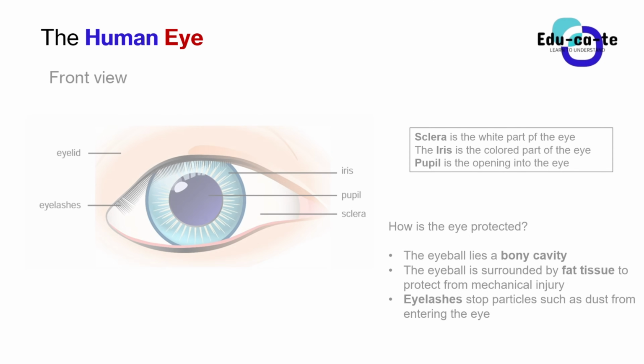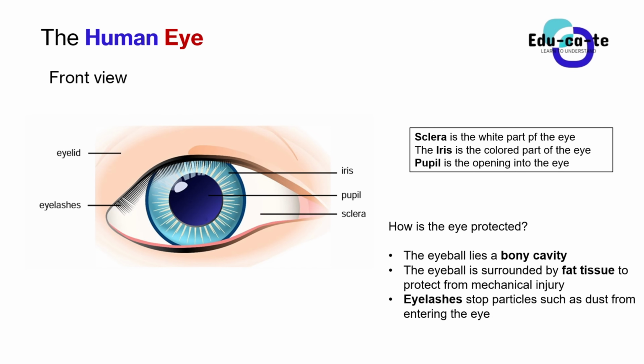So now, this is how a human eye looks from the front. The human eye has a couple of parts from the front. You also need to know how to identify them in a side view. So the eye has eyelashes, an eyelid, an iris, a pupil, and a sclera. I want to give you an idea here.